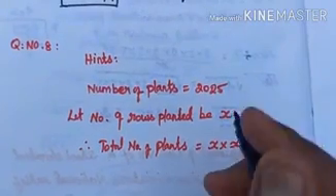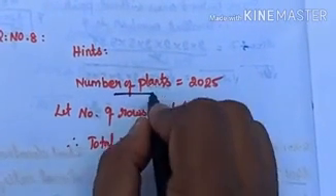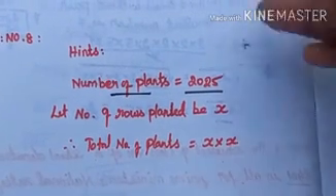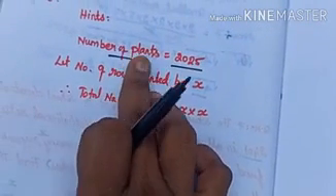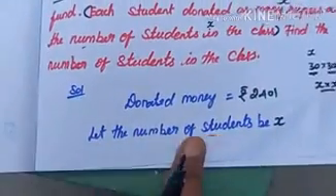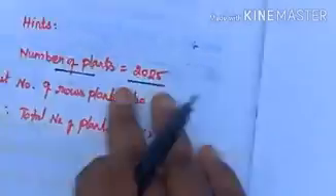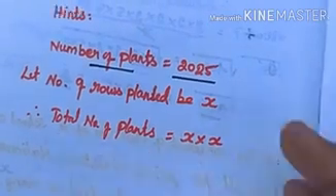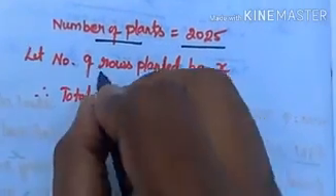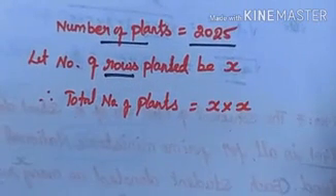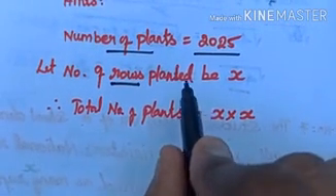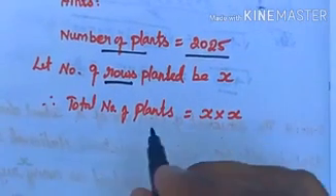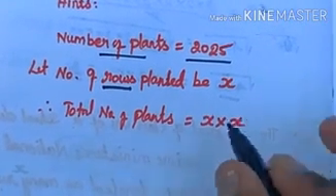But instead of the donated amount, here the number of plants is given as 2025. So all the remaining steps are the same as question number 7. Donated money there, but here it is the number of plants. What we take: let the number of students be x, but here we take the number of rows planted as x. So the total number of plants is the number of rows into the number of plants in a row.